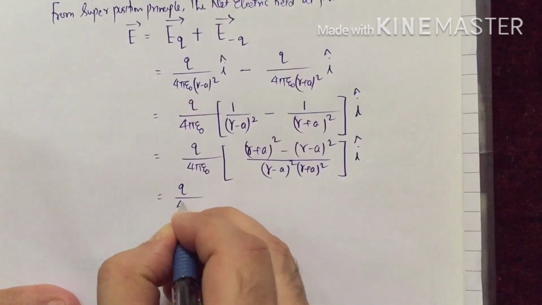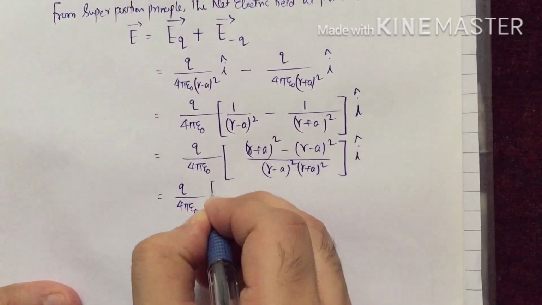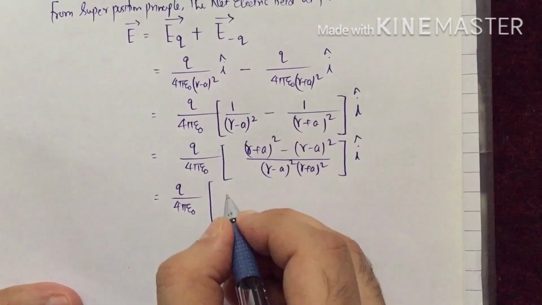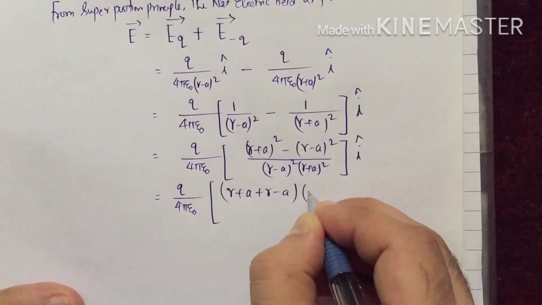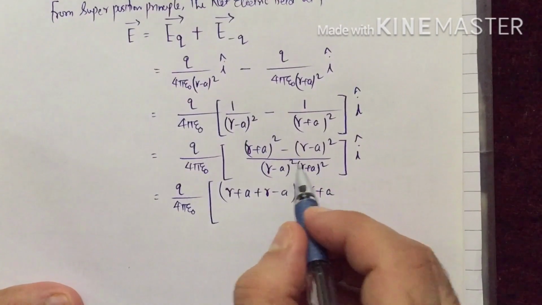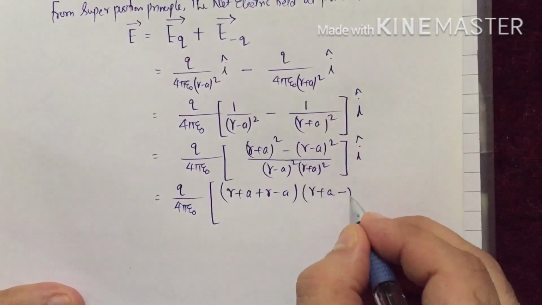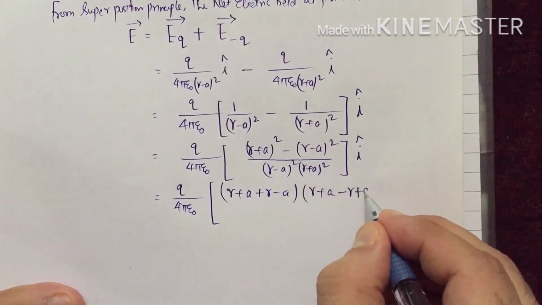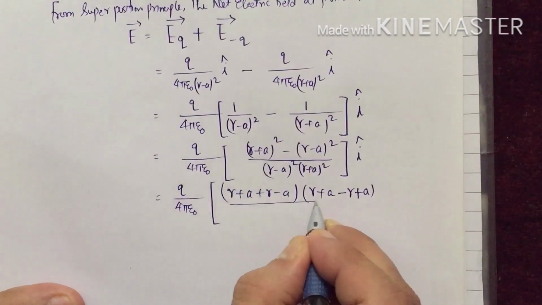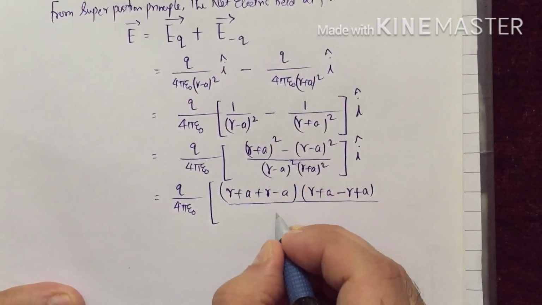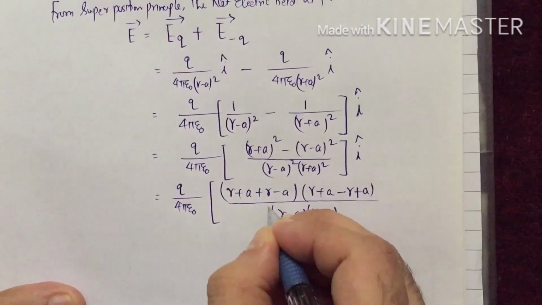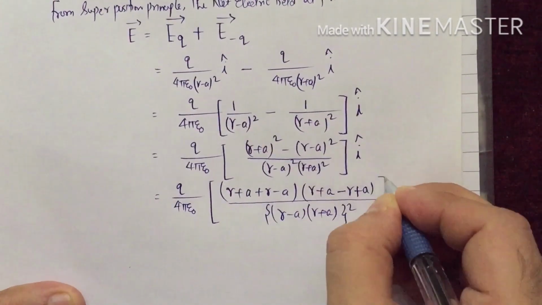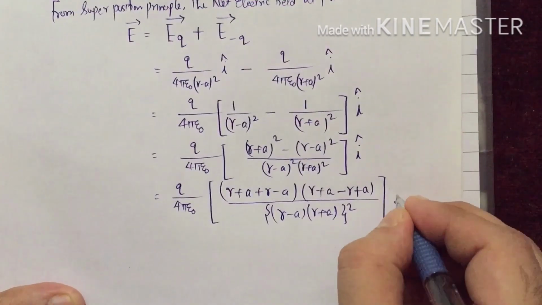So this q divided by 4 pi epsilon naught, this is a square minus b square, so we have (a plus b) whole into (a minus b). So if it's a minus b it is minus r, minus minus plus will give you a whole divided by, let's take this square common, power common, so this is (r minus a) whole into (r plus a), its whole common square into i cap.